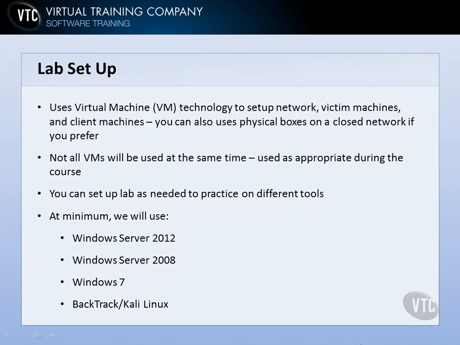And you'll be able to set up your lab and change it however you need to practice on different tools and techniques. At some points we'll be using Windows boxes, sometimes we'll be using Linux boxes, both for attacker and for victim computers. So at a minimum, we're going to use a Windows Server 2012 virtual machine, a Windows Server 2008 virtual machine, Windows 7, possibly even Windows XP to demonstrate some other older concepts, and we'll be using Backtrack or Kali Linux, whichever one you prefer.